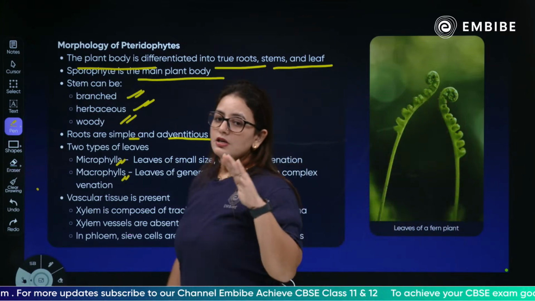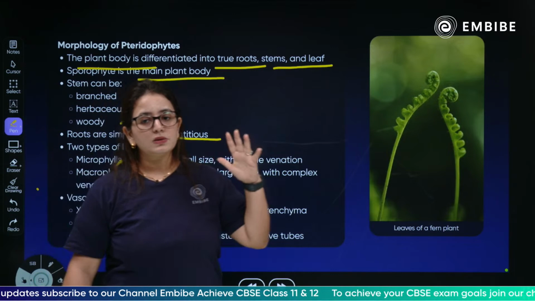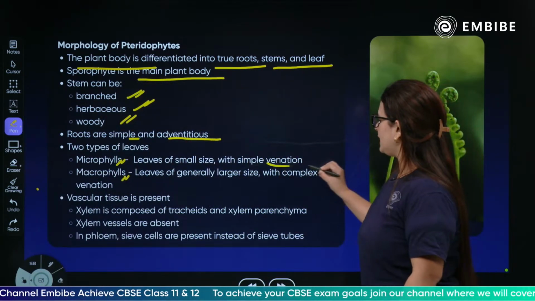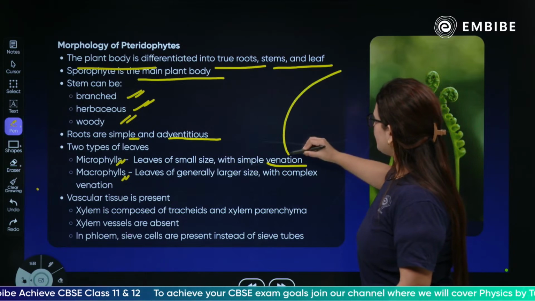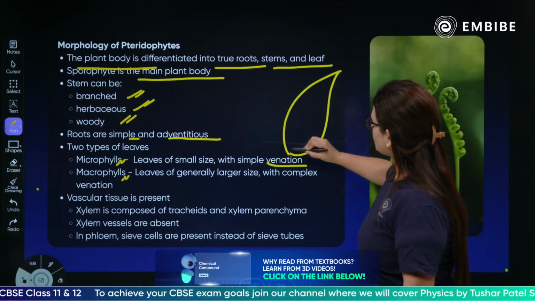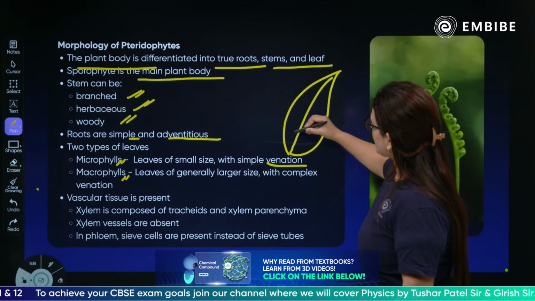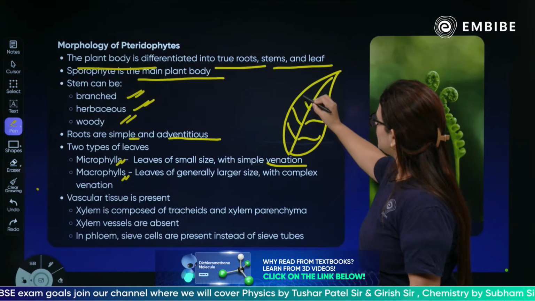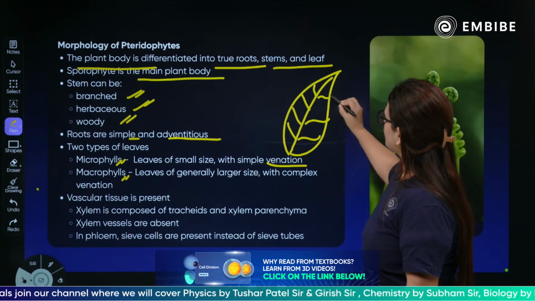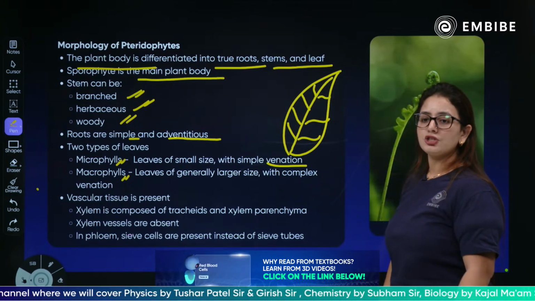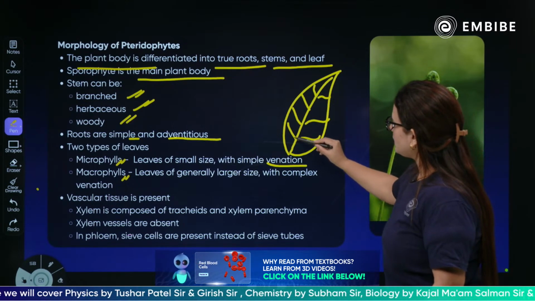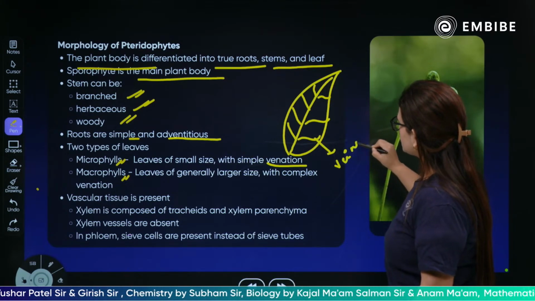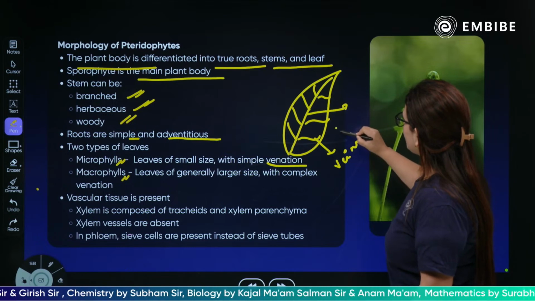A microphyll is a kind of leaf which is small in size and has a very simple venation. Children, I know you know what venation is. Venation is the arrangement of veinlets. If this is your leaf, this is going to be your midrib, and these are veins which are joining your midrib to the margin of the leaf.